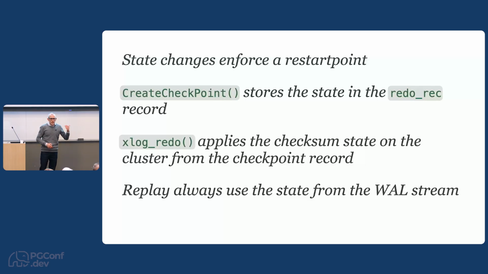Create checkpoint will store the state in the checkpoint record, and xlog redo will apply that during redo to make sure that you're always going to be in the state where the cluster was when it crashed, or sort of when it was in the real WAL stream. So replay will always use the value from the WAL stream and will disregard what PG control says.